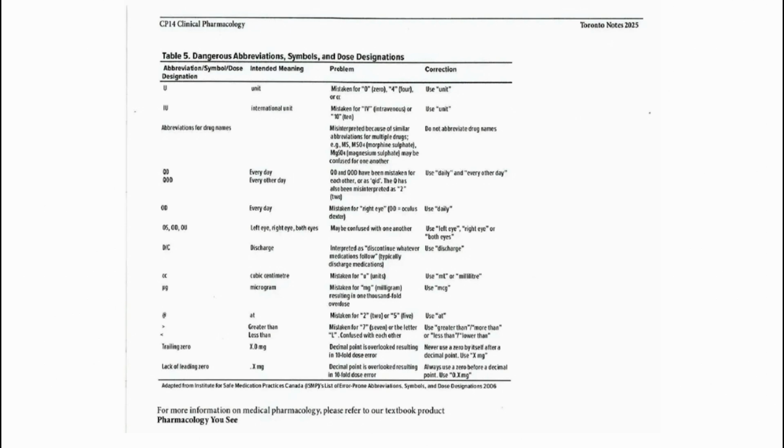The abbreviation cc, meaning cubic centimeters, may be mistaken for the abbreviation U for units. The preferred terminology is mL or milliliter. The abbreviation ug for microgram can be mistaken for mg, resulting in a 1,000-fold overdose. To improve readability, prescriptions should use mcg instead. The symbol @, meaning at, may be misread as the number 2 or 5. Therefore, the word at should always be written out.